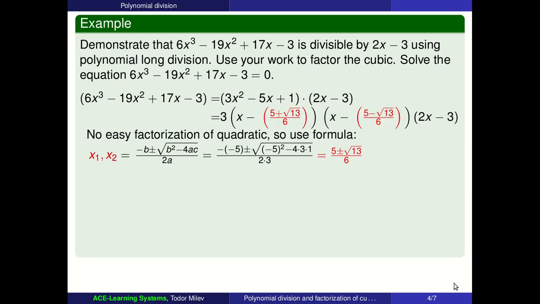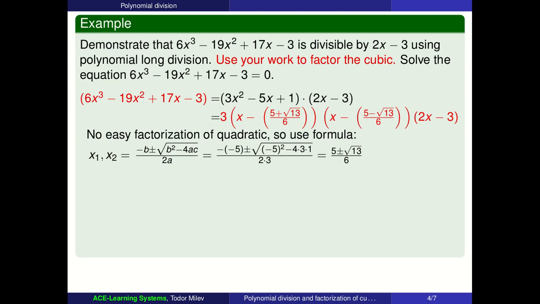So our two roots are 5 plus radical of 13 over 6 and 5 minus radical of 13 over 6. Say this is the root x1 and this is the root x2. So our factorization is complete. We factored our quadratic 3x squared minus 5x plus 1 into a product of two linear terms, x minus x1 and x minus x2. Now our cubic is fully factored into linear terms, and we are done with the factorization. So we have fully factored our cubic.